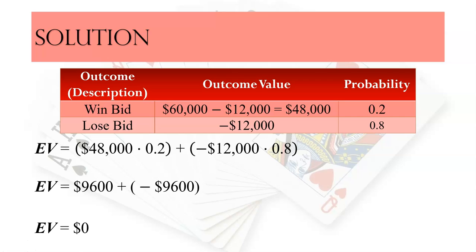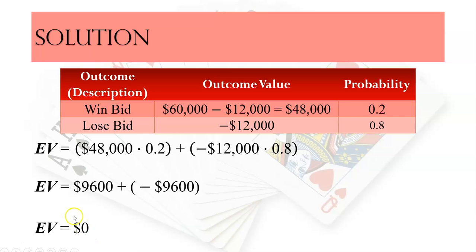What this means is, based on probabilities, you could expect to make no money because your probability is low that you'll actually win this bid. You have a lot to gain if you do, but the probability is low that you'll actually win. Probability is high that you'll actually lose. So you don't really have anything to gain here.